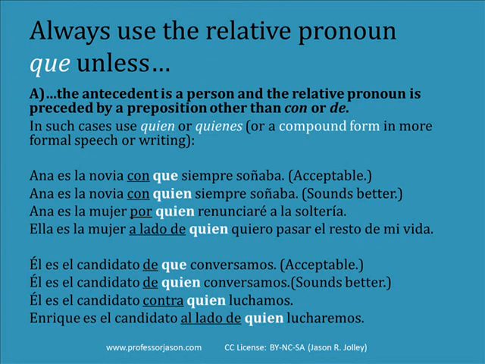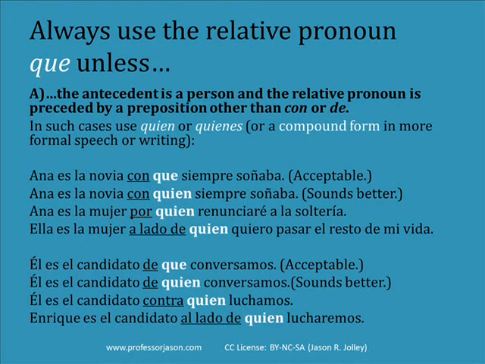Why am I using quien? Because I have a person and I need a preposition. I'm using a preposition other than con or de. Then I can only use quien or quienes or one of the long forms. Another variation of this: "Ella es la mujer al lado de quien quiero pasar el resto de mi vida."